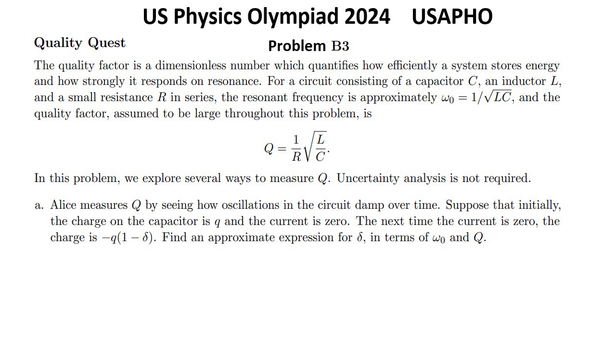Question A. Alice measures Q by seeing how oscillations in the circuit damp over time. Suppose that initially the charge on the capacitor is Q and the current is 0. The next time the current is 0, the charge is negative Q multiplied by 1 minus delta. Find an approximate expression for delta, in terms of omega 0 and Q.